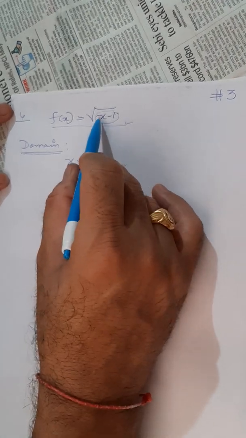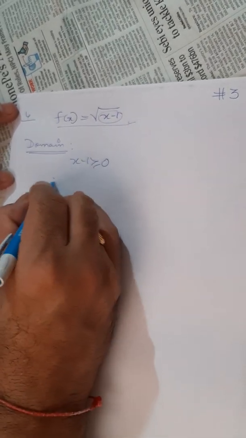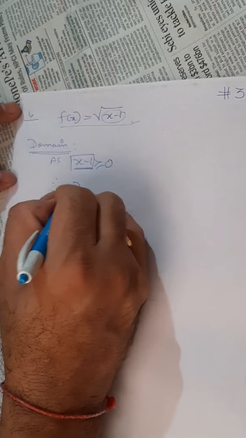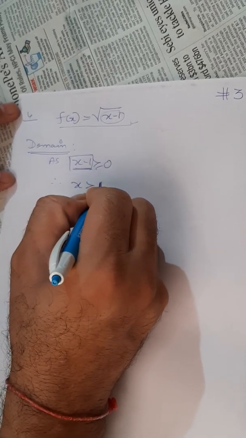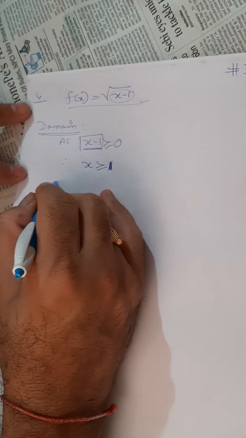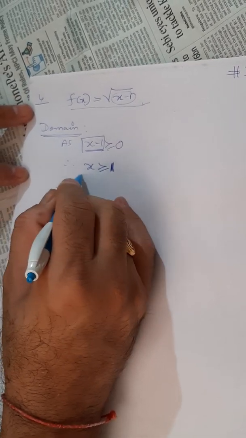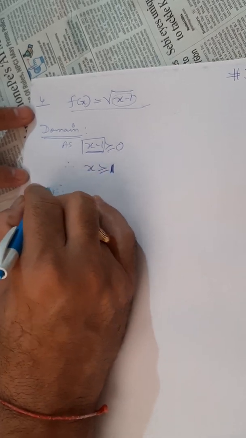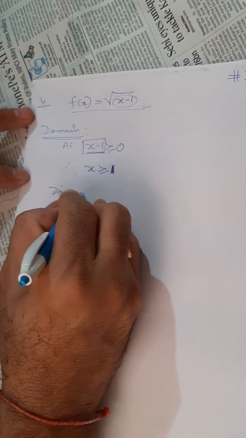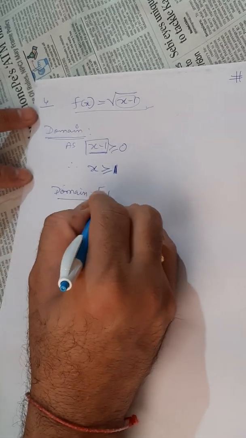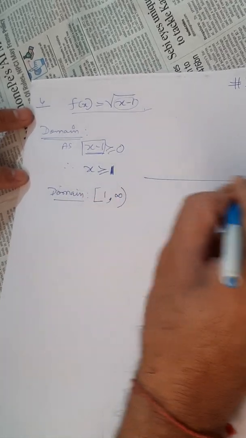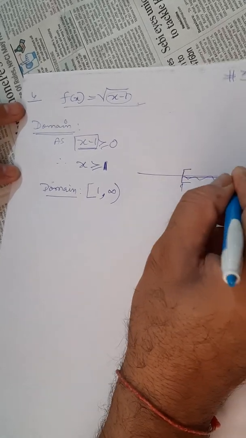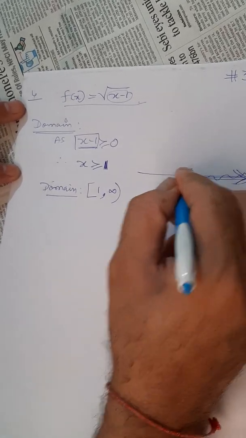If you have a negative number, a minus 2, then this is not possible. So this has to be greater than or equal to 0. That means x must be greater than or equal to 1. So you can say that the possible values of x will be 1 or more. Therefore the domain of this function would be 1 or more than 1. That is 1 to infinity. If this is 1, then all these numbers starting from 1 go to infinity. So this is the domain.